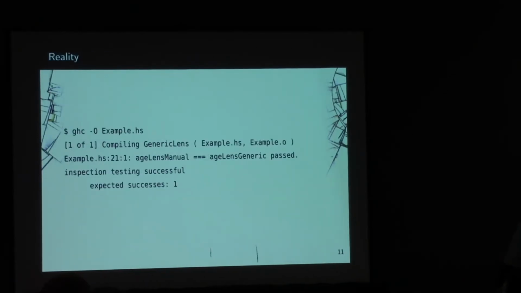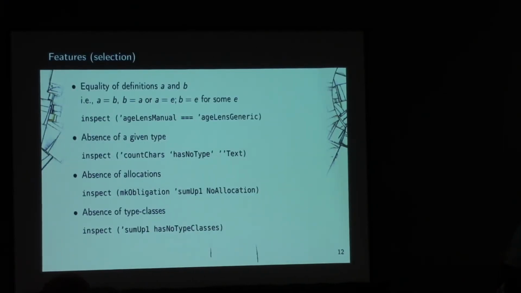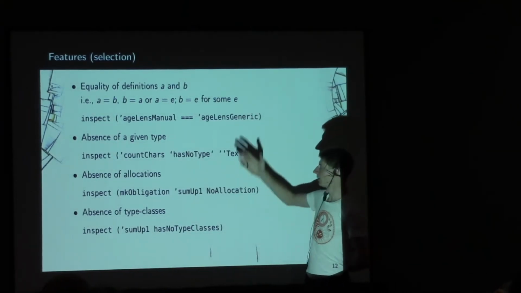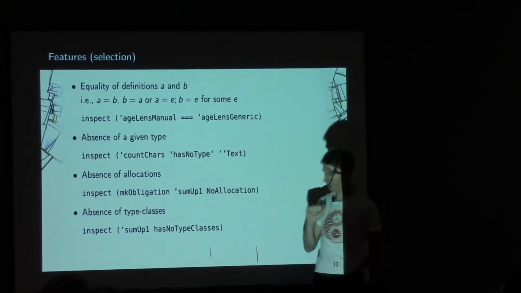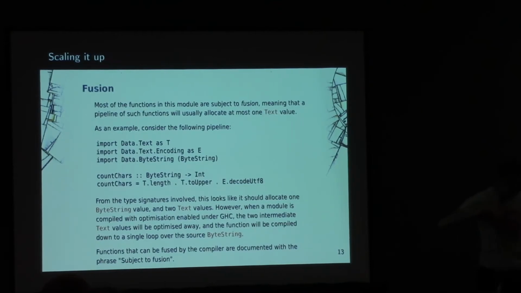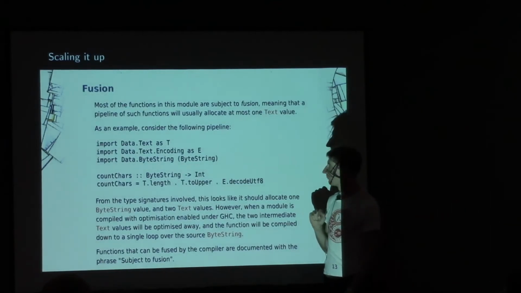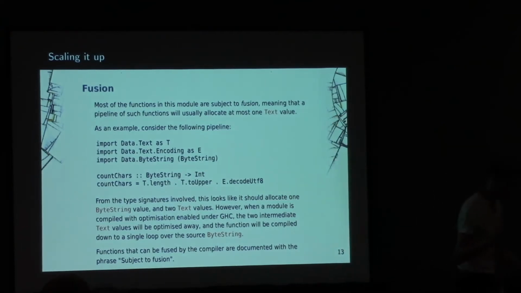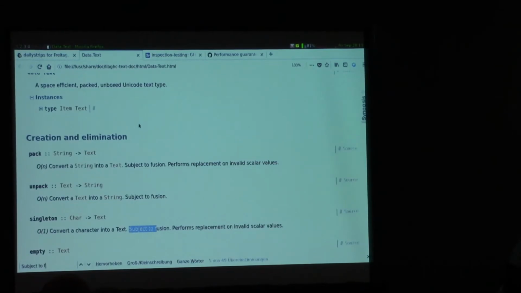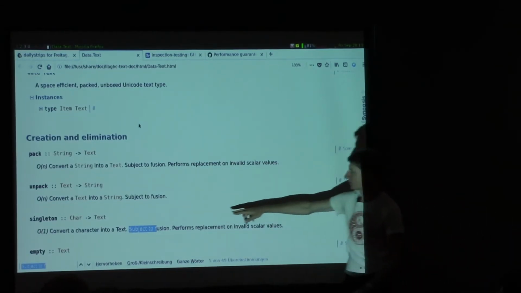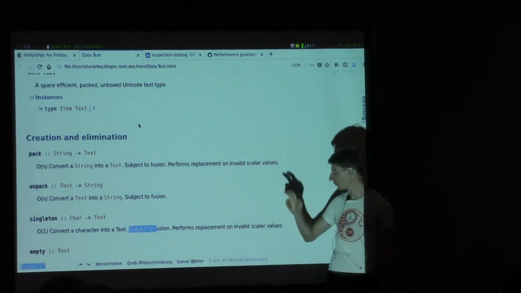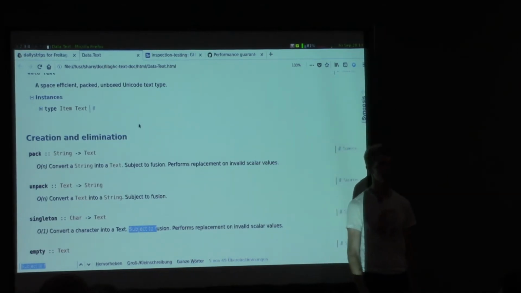Okay, so we've seen this, and basically this is a summary of how we now encode these properties that were on the slide in the code, so we can ask for equality, we can ask for other things. And let me, in a final interesting remark, come back to this fusion example. So we've seen this documentation, and if we look at the Data.Text documentation, we see that 'subject to fusion' occurs 49 times, and I think 2 times was in the header, so it's 47 functions that are supposed to be subject to fusion.